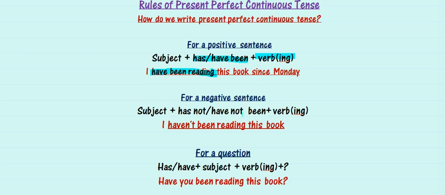That is, has not or have not been plus a verb in ing form will remain same. Like the sentence, I haven't been reading this book. So this is a negative sentence where the person is saying I have not been reading this book. So let's see the last one, that is for a question.